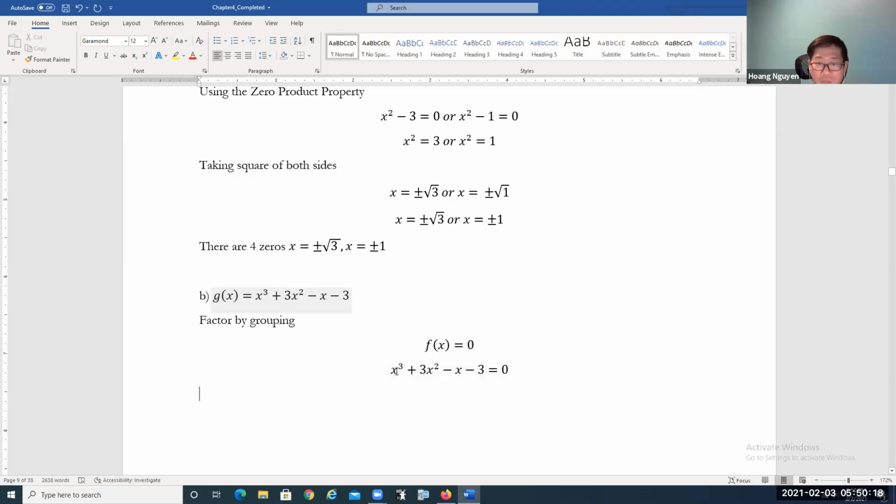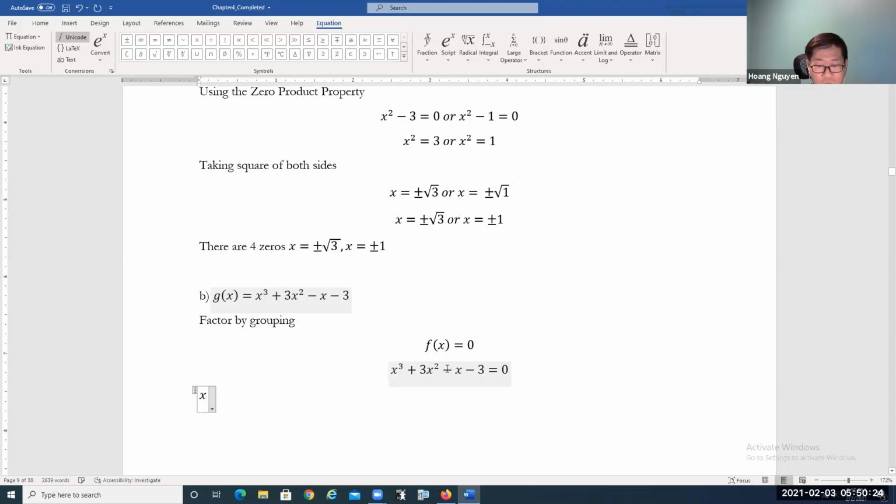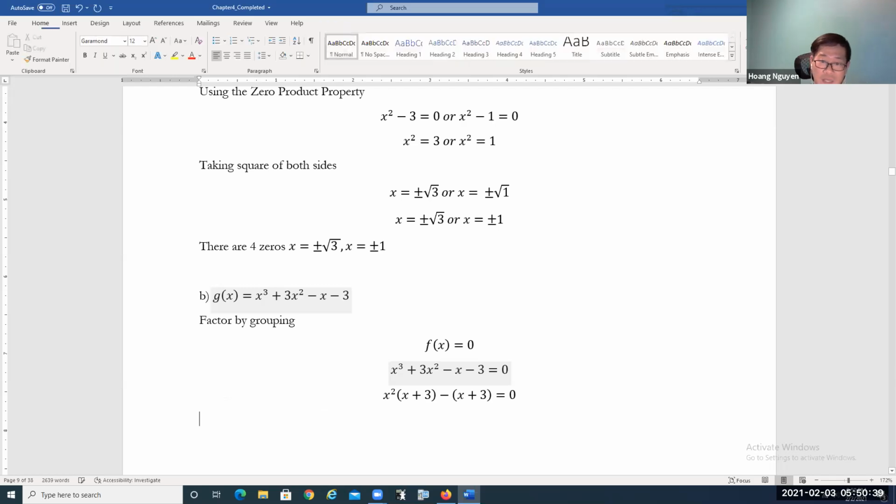When you take a look at the first 2 terms, x to the power 3 plus 3x squared, they have a common factor, which is x squared. So x squared times x plus 3. Okay. Now let's take a look at the second group. We have negative x minus 3. They both have a negative, so I'm going to factor out the negative: negative times x plus 3.